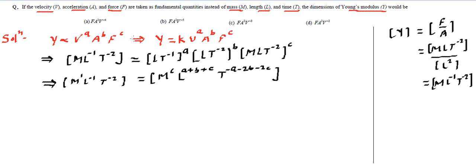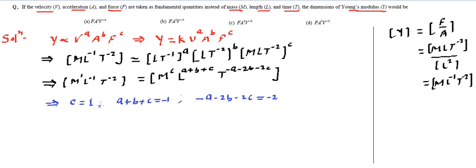Now we have written the dimensions on both sides. Now we can compare the dimensions and make the equations, and simplify those equations to get our answer. If we compare, we will find c is equal to 1 by comparison of dimensions of mass. Then a plus b plus c for the length dimension will be minus 1, then minus a minus 2b minus 2c, if we compare the time, is going to be minus 2. Now we can find out the values of a, b, c.